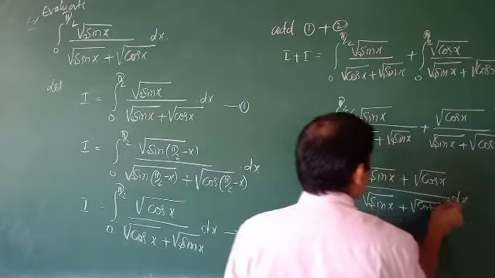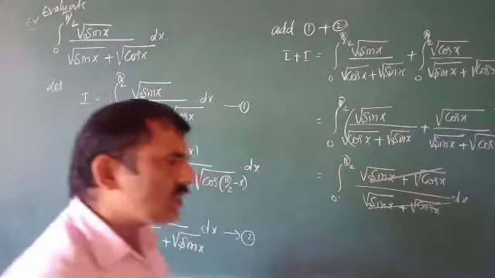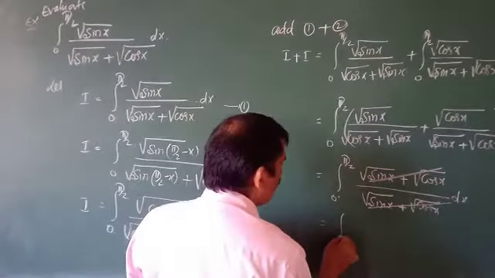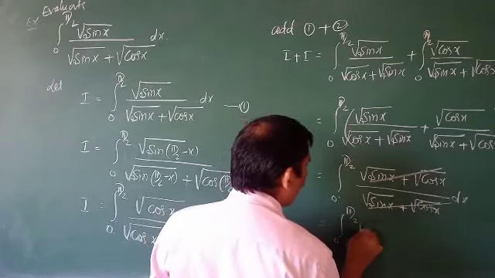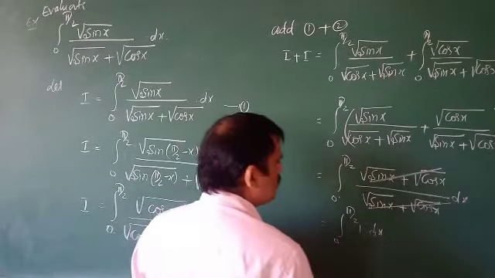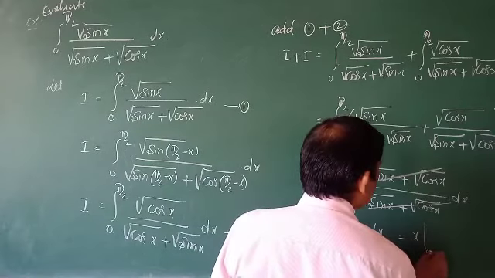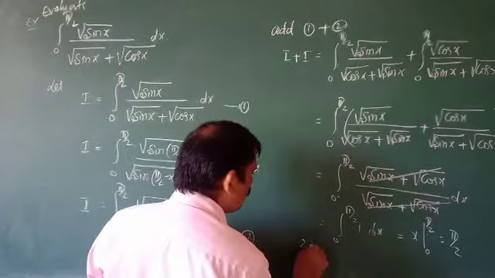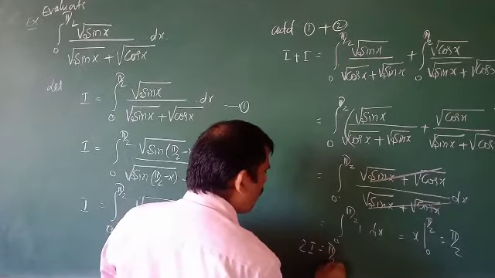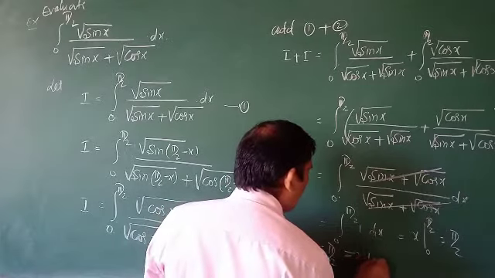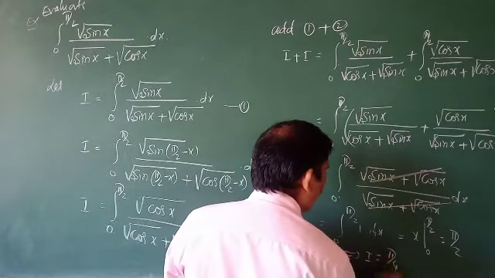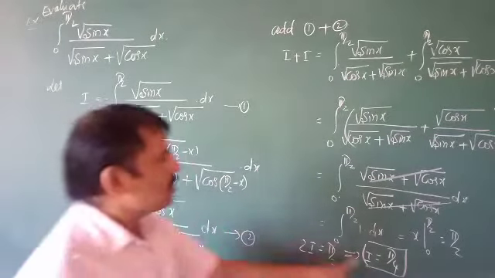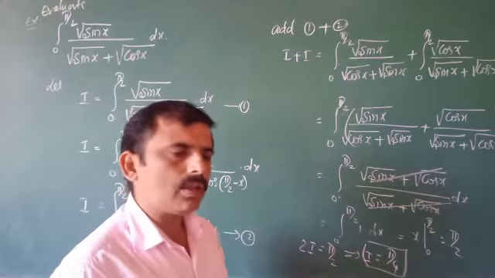Square root of sin x plus cos x gets cancelled, so it is equal to the integral from 0 to pi by 2 of 1 with respect to x, which is x from 0 to pi by 2, equal to pi by 2. So 2I is equal to pi by 2, which implies I is equal to pi by 4. That is the value.